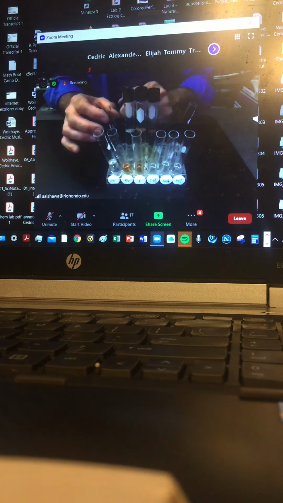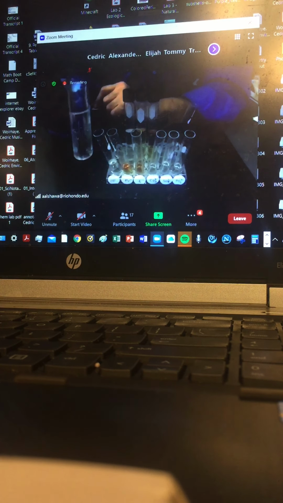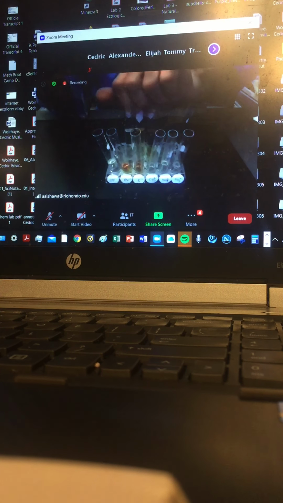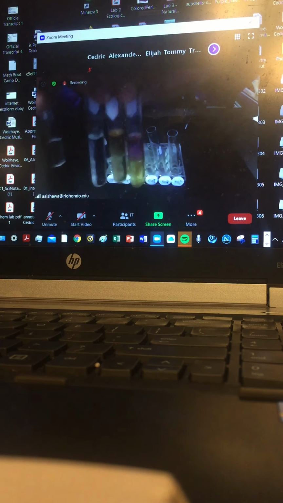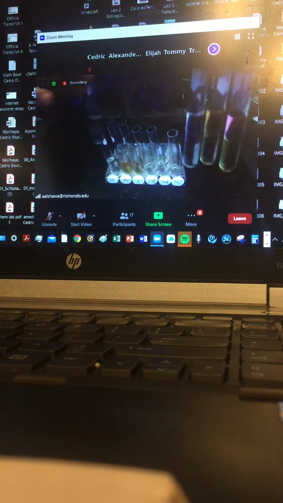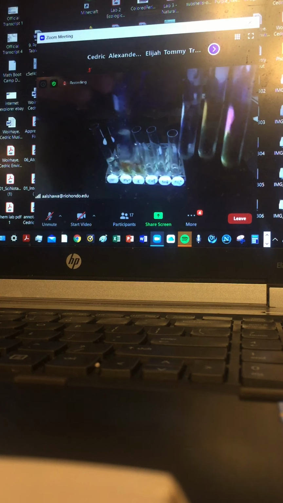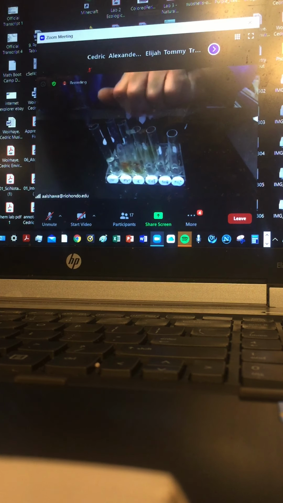So for unknown 1, I want to add a hexane layer and mix it. Okay, so addition of the hexane layer, and here's the result. So obviously, if you check them versus the control set, which one matches? So here's the control set, and here's unknown 1. Okay, so this is unknown 1.